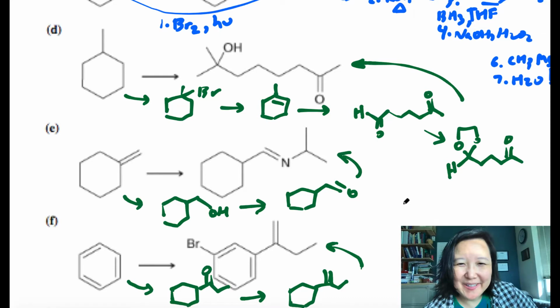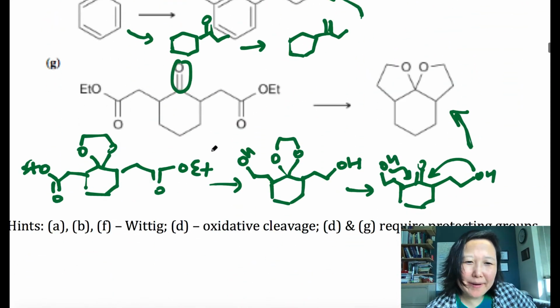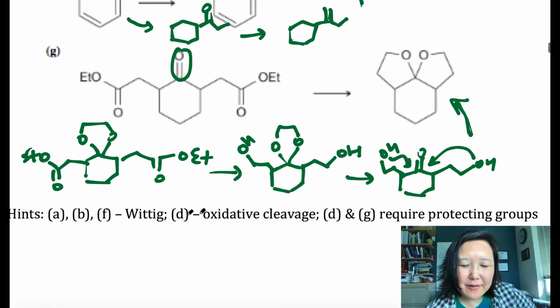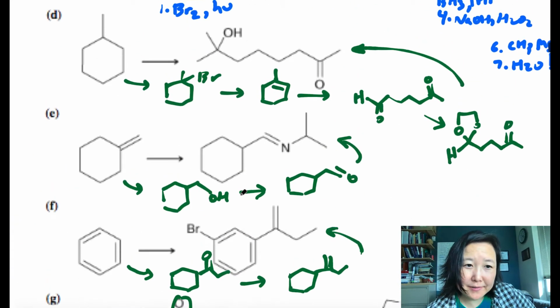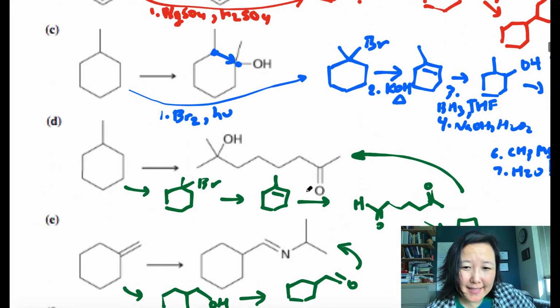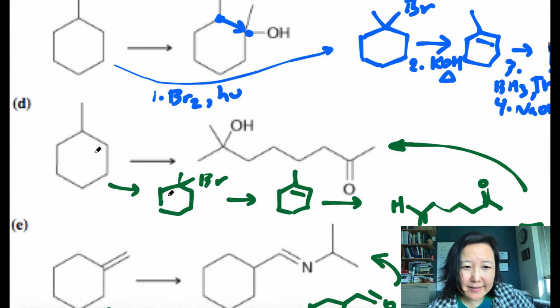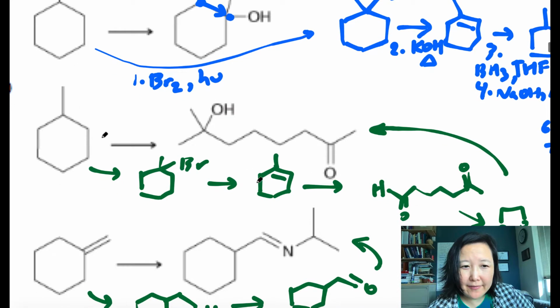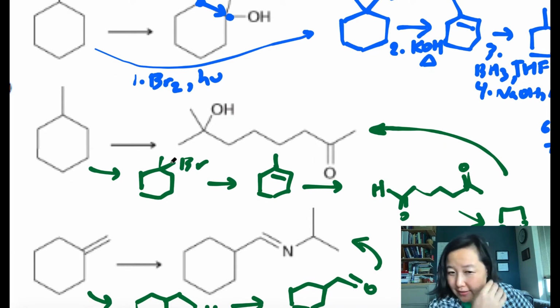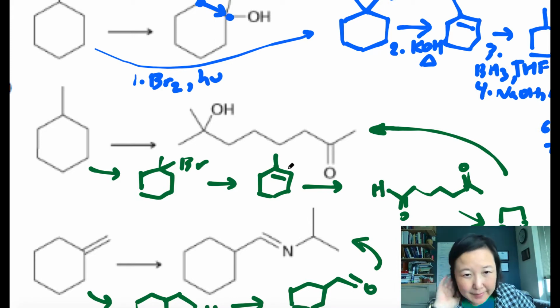Okay, everyone, so this one is a little tricky. On the bottom, I'm using these hints. So for D, it's oxidative cleavage, and D also requires a protecting group. So let's see here. I'm seeing definitely the bromination here is the first step. Like I said, you have an alkane. That's the only thing you can do to add functionality for now that you've learned. And then here, this is elimination.